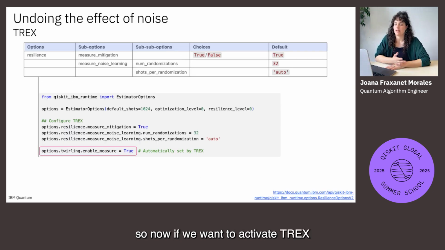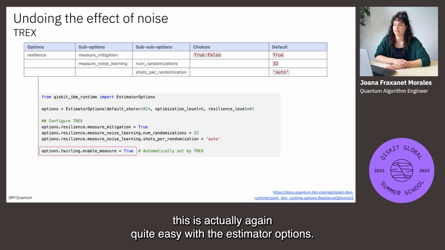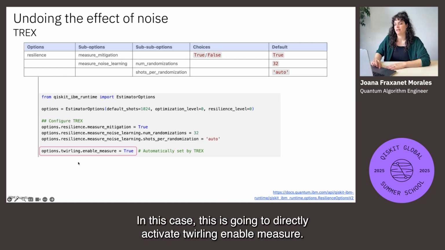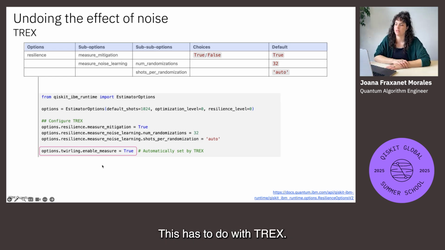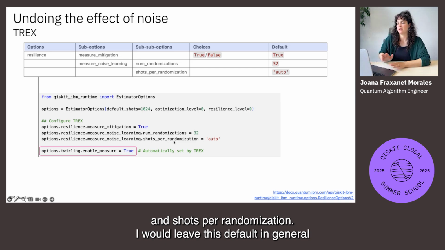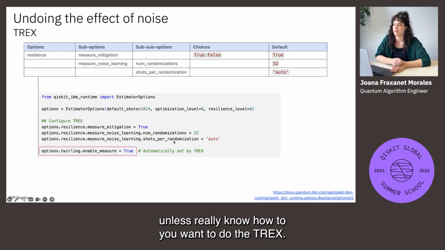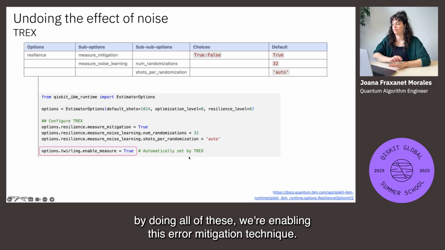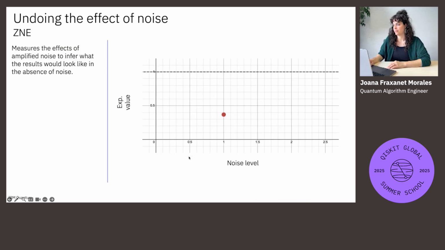So now if we want to activate T-Rex, this is actually, again, quite easy with the estimator options in this case. We just need to activate measurement mitigation. This is going to directly activate twirling.enable_measure. This has to do with T-Rex. And again, we have a number of randomizations and shots per randomization. I would leave this default in general unless you really know what you want to do with T-Rex. And by doing all of this, we're enabling this error mitigation technique.